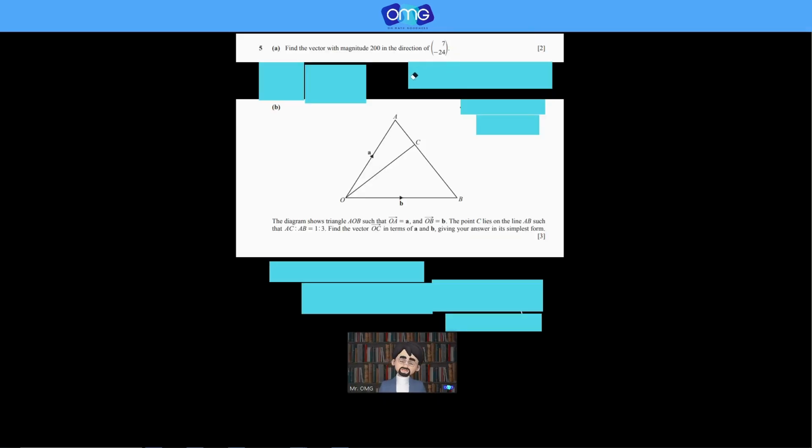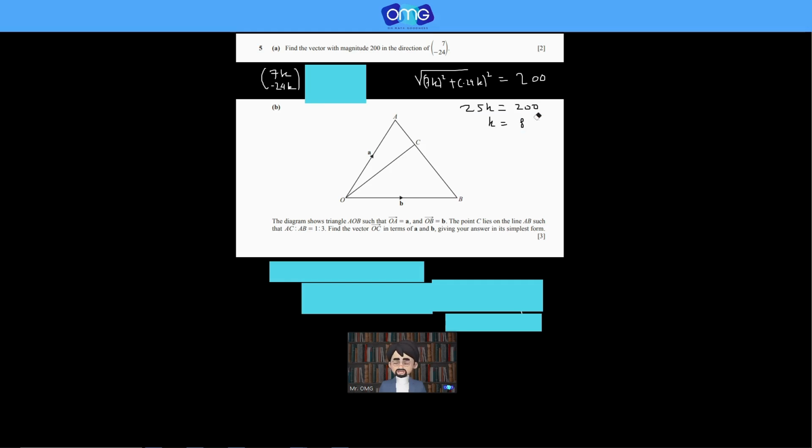Find the vector with magnitude 200 in the direction 7, minus 24. So we multiply it by k to find the vector, because a vector multiplied by k is in the same direction. We use Pythagoras: square root of (7k) squared plus (minus 24k) squared equals 200. We find k equals 8. So since k equals 8, we substitute here, we get 56, minus 192, and that's the answer.